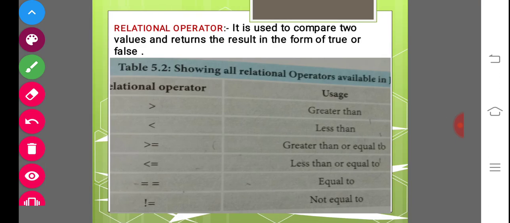Now, the next slide is about the relational operator, and the definition says that it is used to compare two values and return the result in the form of true or false. So basically, relational operators are used to see the relationship between two variables or between two values, and the result of these expressions is either true or false. True and false means either they are valid or invalid. So the different types of relational operators in Java according to the table are greater than, less than, greater than or equal to, less than or equal to, and the last, not equal to.